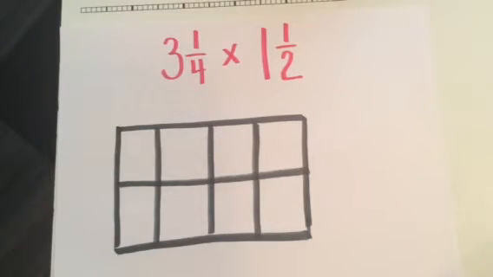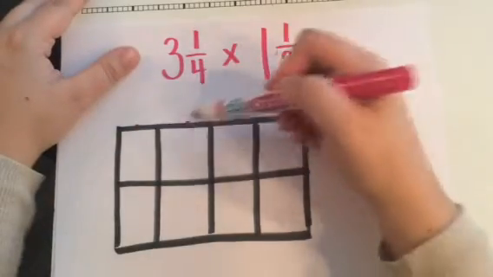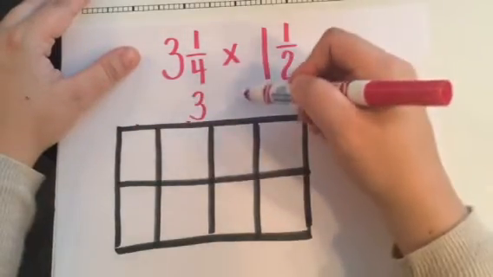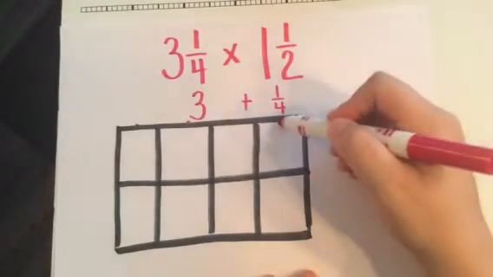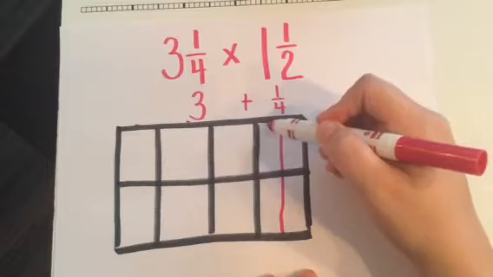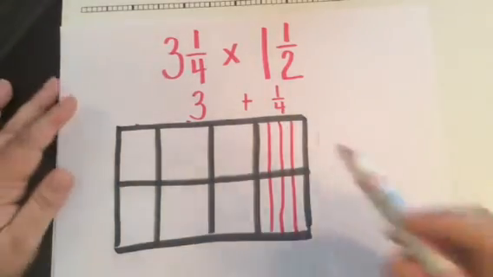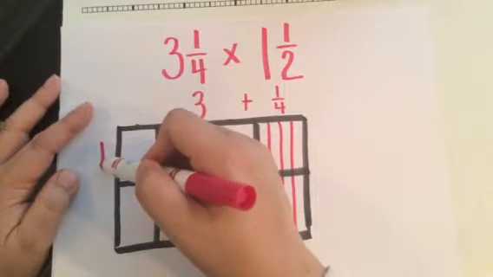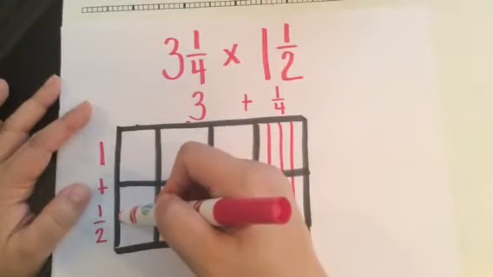Once I have the 4 by 2 area model set up, now I can just label. So I have 1, 2, 3 wholes, plus I'll need 1 more fourth. So I know that these sections need to be split into fourths. And then this is being multiplied by 1 1/2. So there's 1, and then I'll show the 1/2 in this whole on the bottom.